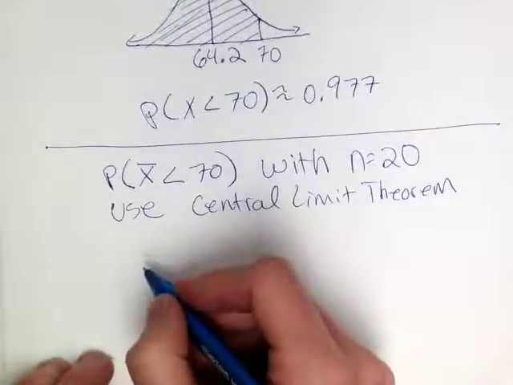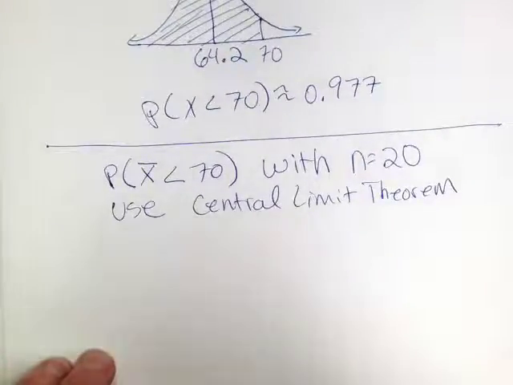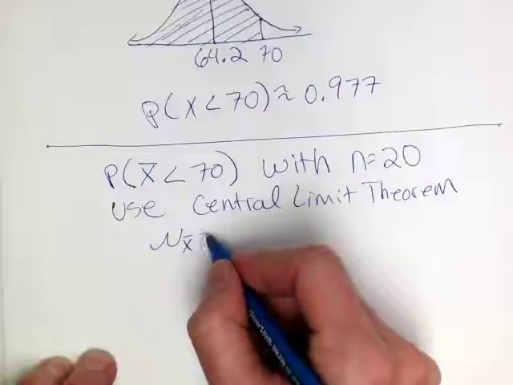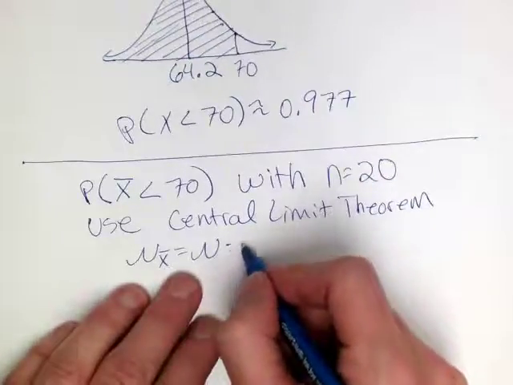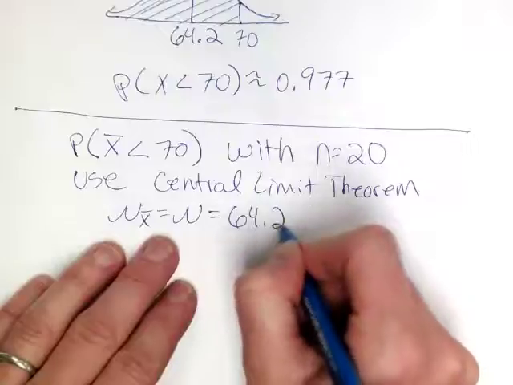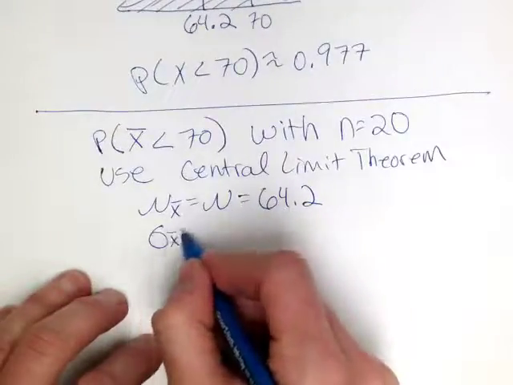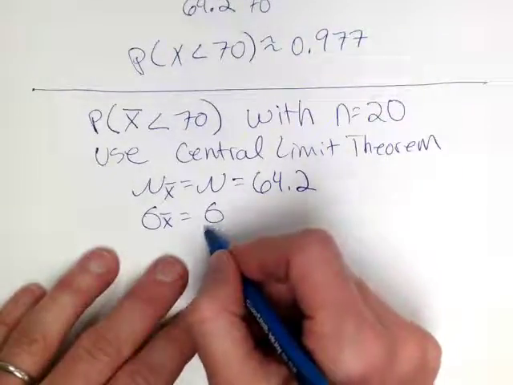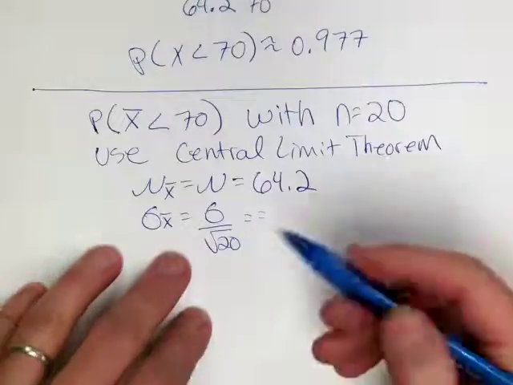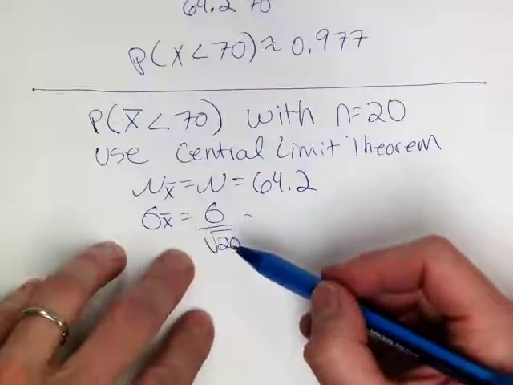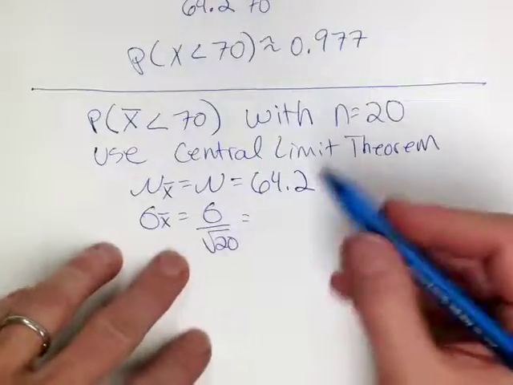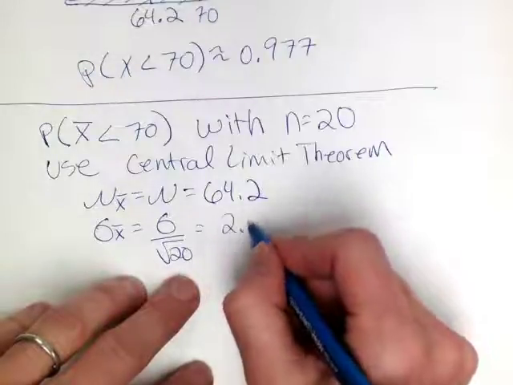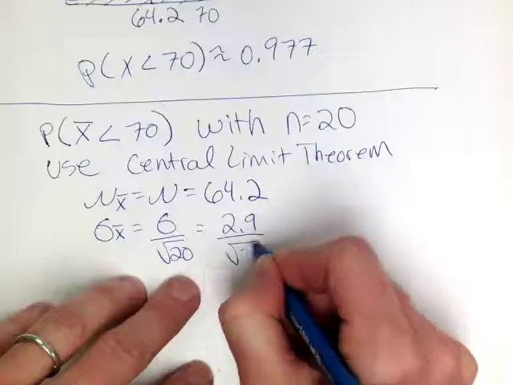The central limit theorem says that x bar follows a normal distribution with a mean, mu sub x bar, equal to the original mean, which in our case was 64.2. But the standard deviation is going to be smaller. It's going to be the standard deviation of the original population divided by the square root of the sample size. This is guaranteed by the central limit theorem. The standard deviation is guaranteed to be smaller. So in this case it's going to be 2.9 over the square root of 20.